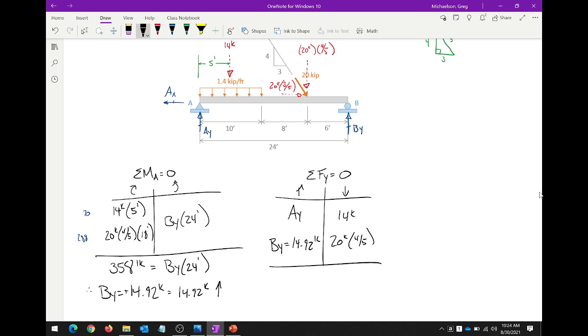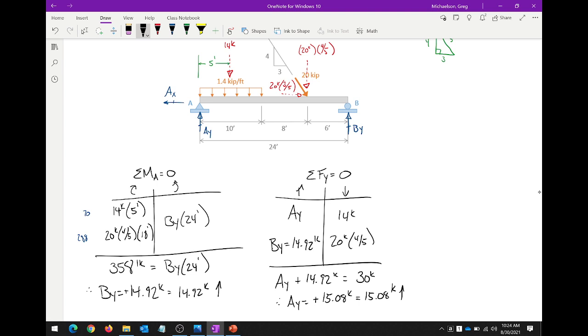So AY plus 14.92 kips is 30. And that's positive, what is that? 15 something? 15.08. So 15.08 kips going up. Boom. Are we done? No, that's right, we are not done. I saw a couple people shaking your heads.